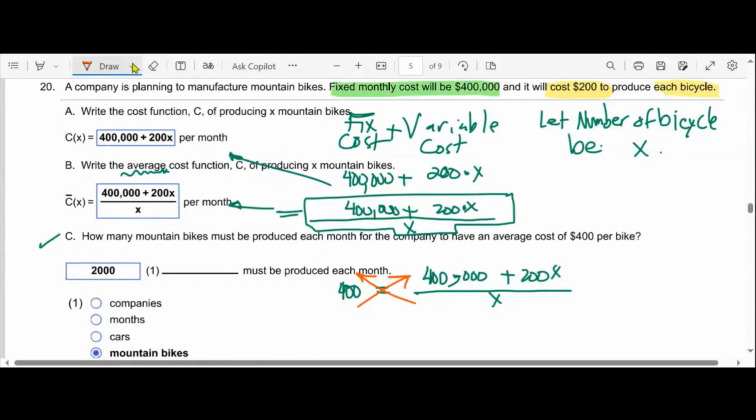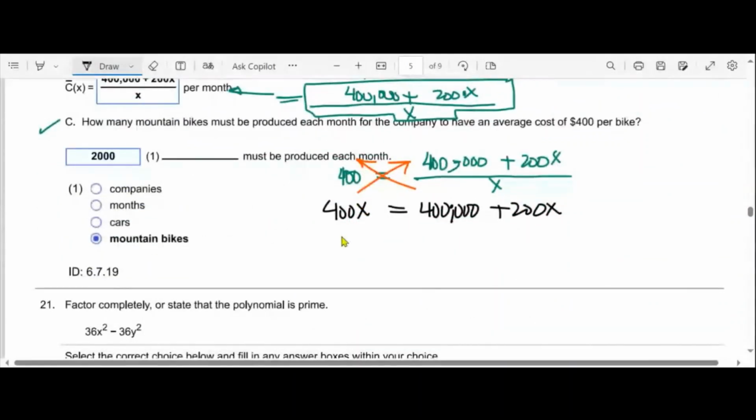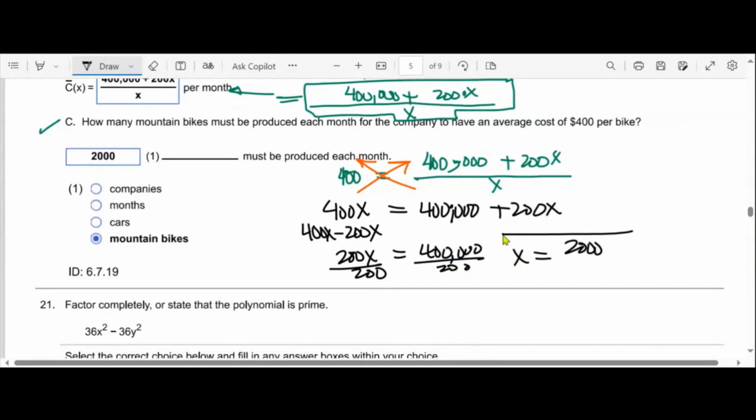Cross multiply. Okay, so you're going to get what? 400x equals 400,000 plus 200x, over X. And then combine like terms. Move this to the other side. Or not combine, just subtract. Minus 200x will give us 200x. Divide by 200, divide by 200. 2,000. Sorry, 2,000. Yes. Is that clear? Yes.